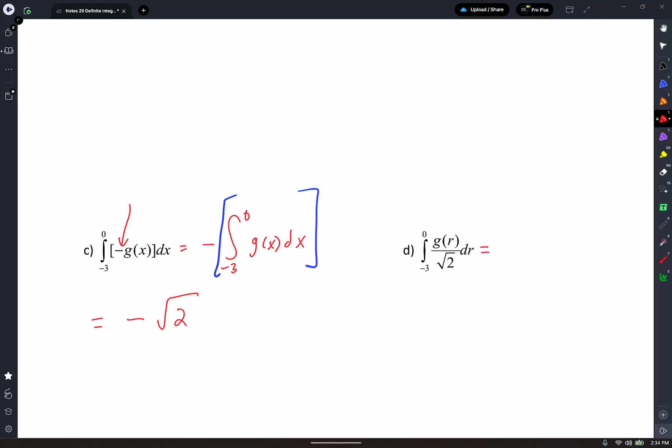Okay, I'm going to rewrite this so you can see it. There's nothing in here about dividing. Guys, this can be written like this: integral, -3 to 0.